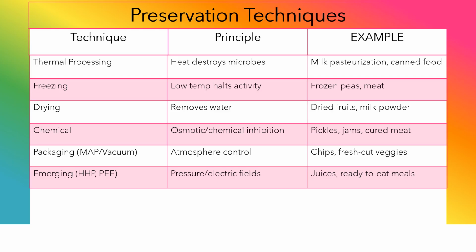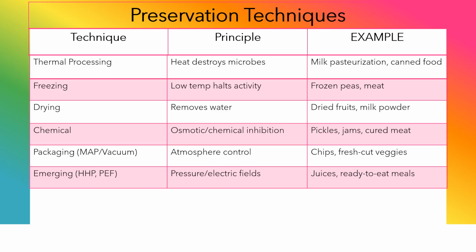The first one is thermal techniques. That means heat destroys microorganisms and enzymes. For example, pasteurized milk, canned vegetables. And the methods used under thermal techniques are blanching, pasteurization, and sterilization. And the next one is freezing. Freezing means low temperature slows microbial growth and enzyme activities. For example, frozen peas, meat, fish.